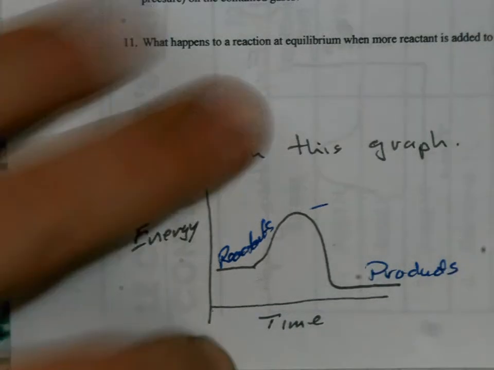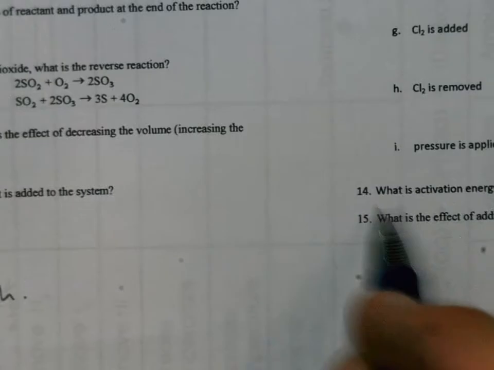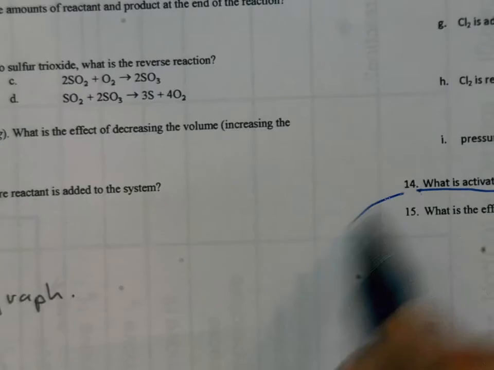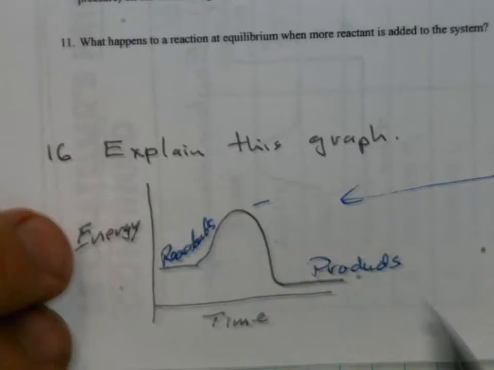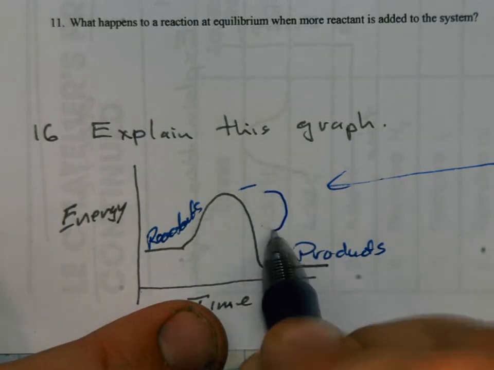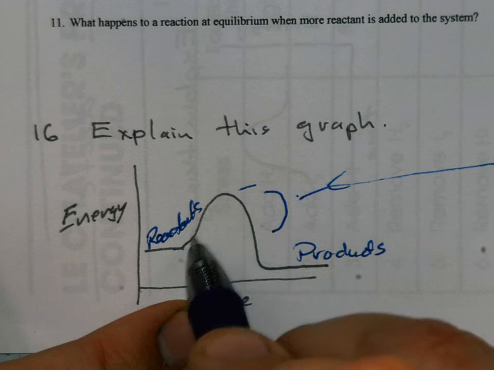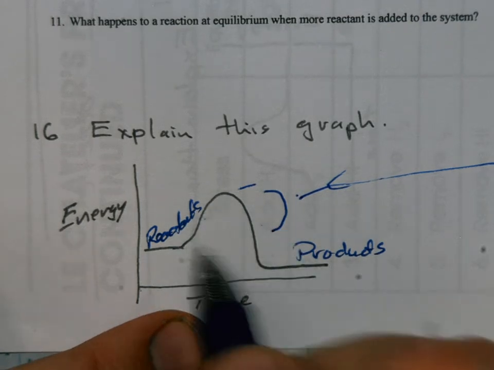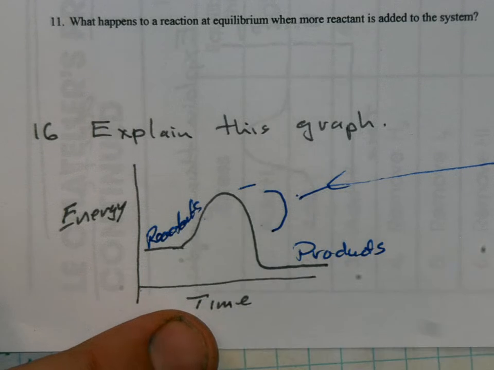This is called, in fact, question number 14 over on this side: what is activation energy? I'm going to draw an arrow over here. Activation energy is the energy we need to bridge this gap. So adding heat, adding friction, something to get us over. That's activation energy, the energy needed to start the reaction.